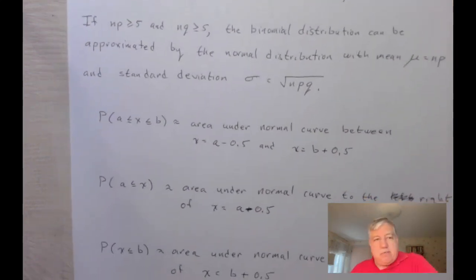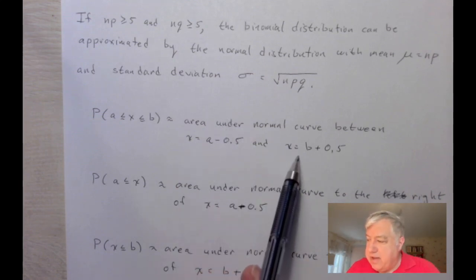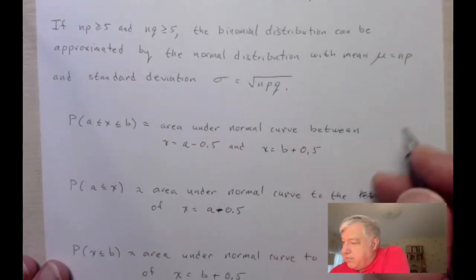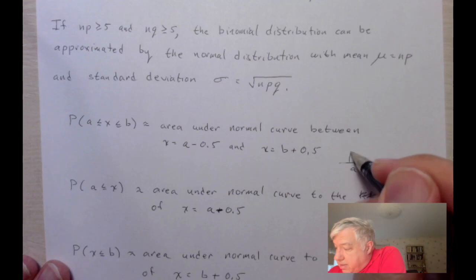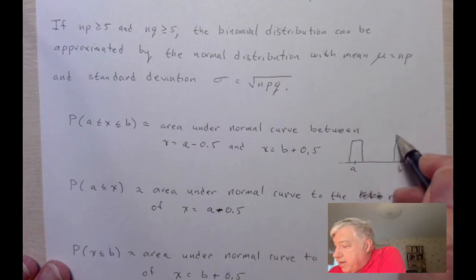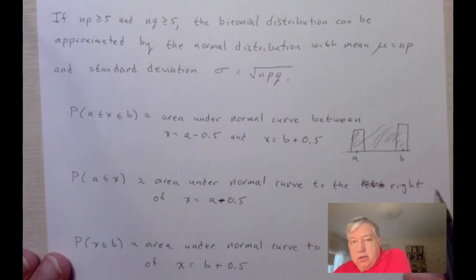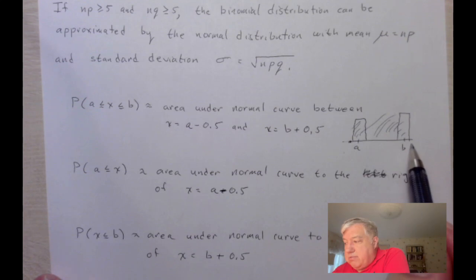If we want to find the probability that x is greater than or equal to a and less than or equal to b, then our boundaries will be a minus 0.5 and b plus 0.5, just because of the situation up here. Here's a and here's b, and here's our rectangle at a and our rectangle at b. We're including all this area here, and this region will start not at a but at a minus 0.5 and go to b plus 0.5.